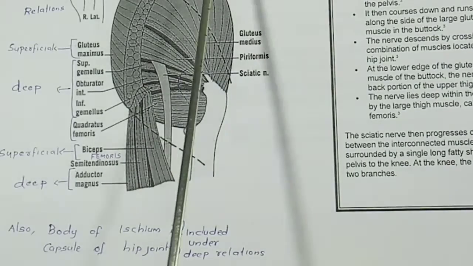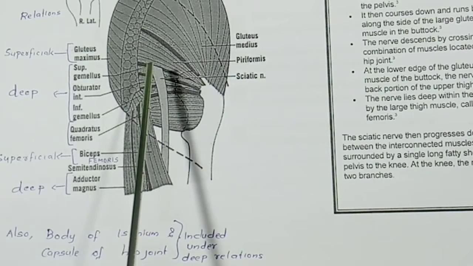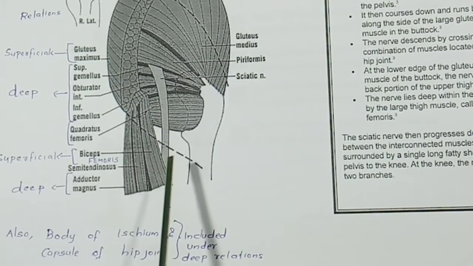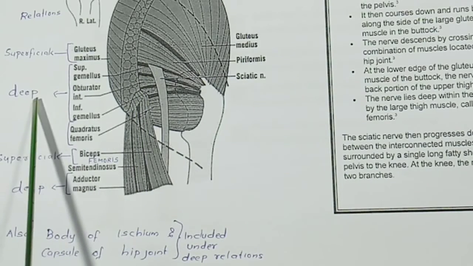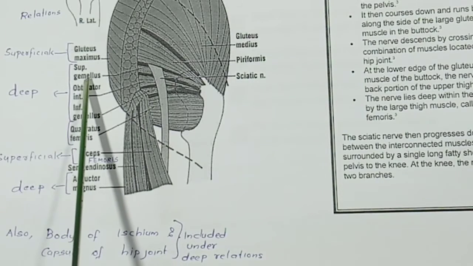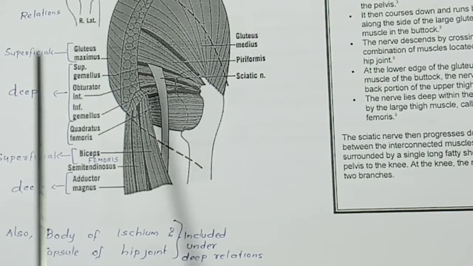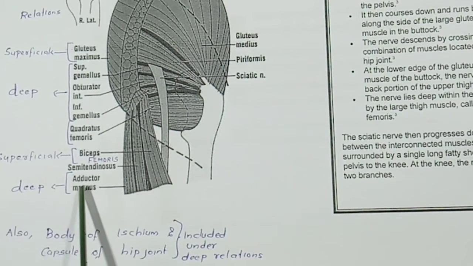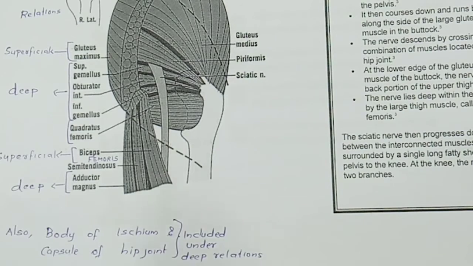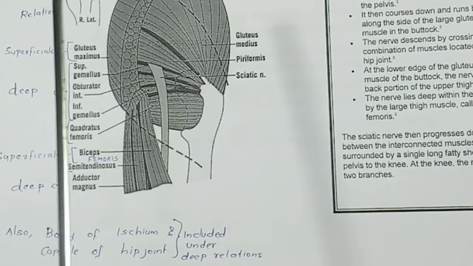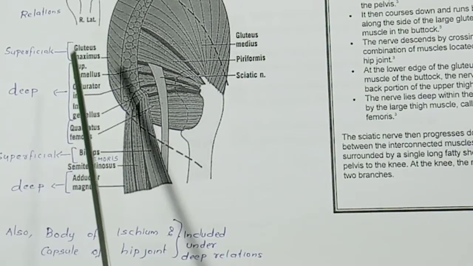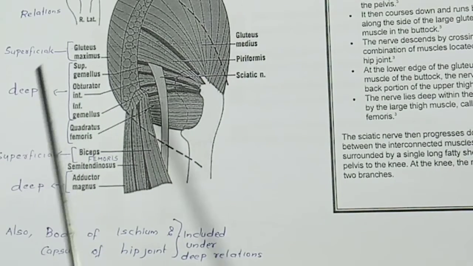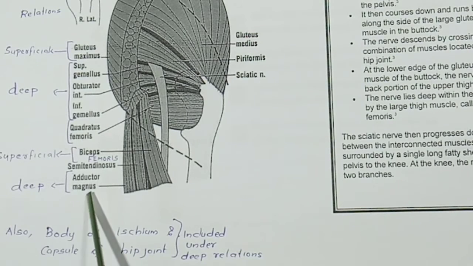Now let's talk about the relations of the sciatic nerve. As you can see here, the sciatic nerve, which comes below the piriformis through the greater sciatic foramen, passes superficial to these muscles. That means these are the deep relations of the sciatic nerve. These muscles are gemellus superior, obturator internus, gemellus inferior, and the quadratus femoris. Also, it passes superior to the adductor magnus. And if you have to talk about relations, you also have to include the bone, which means under deep relations, you have to include the body of ischium and the capsule of hip joint. So talking about the deep relations, you have to say superior gemellus, obturator internus, inferior gemellus, quadratus femoris, the body of ischium, capsule of hip joint, and the adductor magnus.